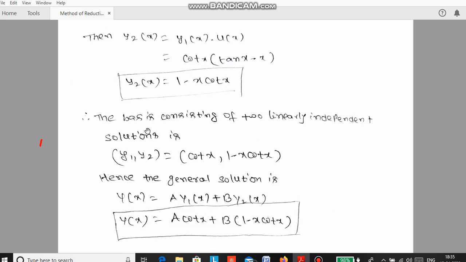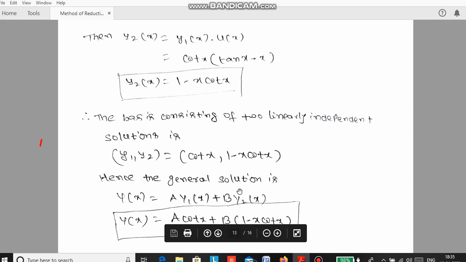Therefore y2 of x is equal to y1 of x into u of x, which is 1 minus x cot x. Therefore, the basis, meaning the two linearly independent solutions for a second order differential equation, is y1 comma y2 equal to cot x comma 1 minus x cot x. So basis means we have to write the two linearly independent solutions.